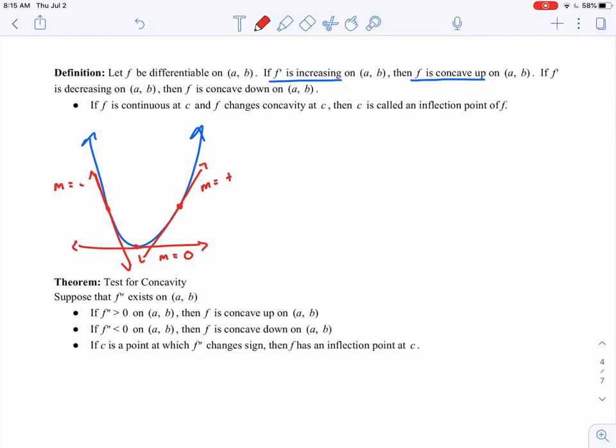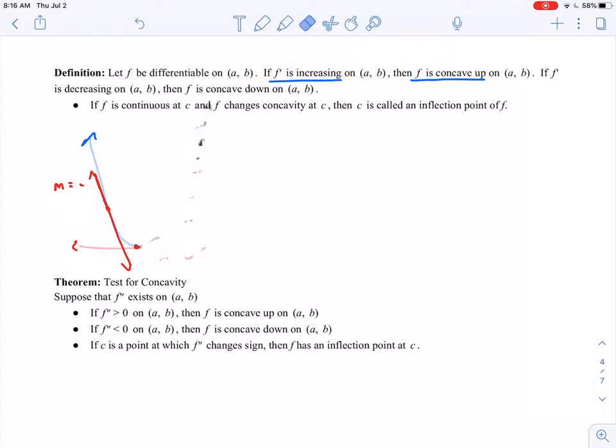And I can even continue to pick points over here on the right-hand side even further. I'm still going to have a positive slope for that tangent line, but I can look at that slope and say, you know what, that line is steeper, which means I have a greater slope. So the slope of my tangent line is increasing yet still. So that's another way to say that f prime is increasing. So that's what it looks like when we have something which is concave up.